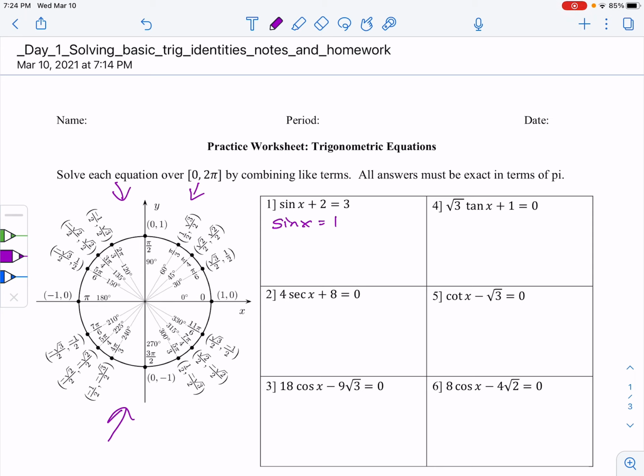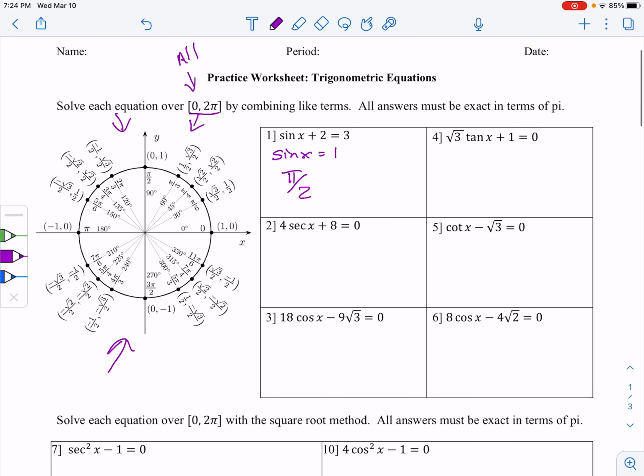And I need to know on this interval, so one lap around this circle, how many times does the sine equal 1? Well, it only happens right there at pi over 2. So it's my only answer. So pay attention to the direction. Sometimes it wants all of them. Remember doing that, it's like doing inverse trig.